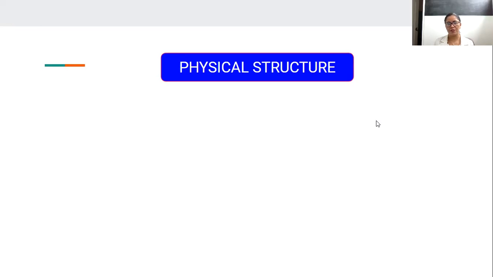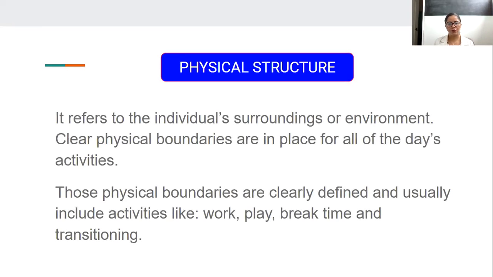As I said, it's not an easy task because you have to consider room arrangement, chair arrangement, the objects that you have in the classroom, etc. So what's the idea? The physical structure refers to the individual surroundings or environment. So it is important to define clear physical boundaries for all the day's activities, because that will give confidence to our SEN students. Those physical boundaries are clearly defined and usually include activities like work, play, break time, and transitioning between the activities, which is a really difficult task for a student with special educational needs.